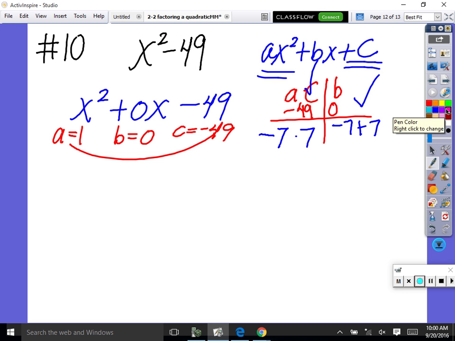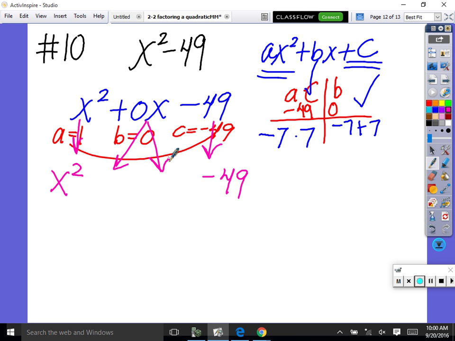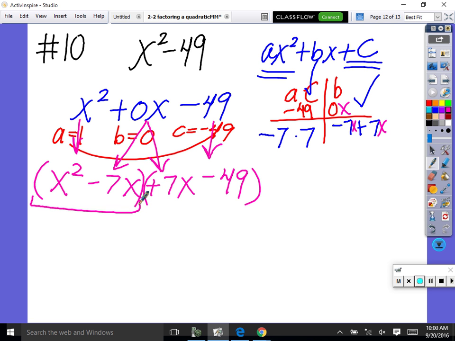Now we're going to drop and break. So we drop our end terms down. So we drop down x squared. We drop down negative 49. Then we break down the middle term. And remember, that's what we're rewriting 0x as: negative 7x plus 7x. Then we group the first two terms, we group the second two terms, including the sign, factor out what's in common. There's an x in common, divide by x. So then left is x minus 7.